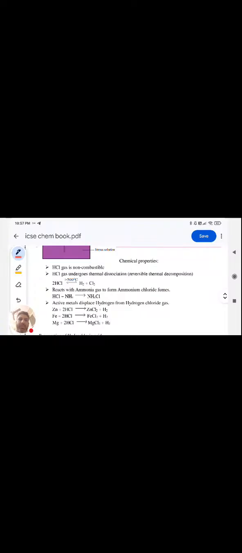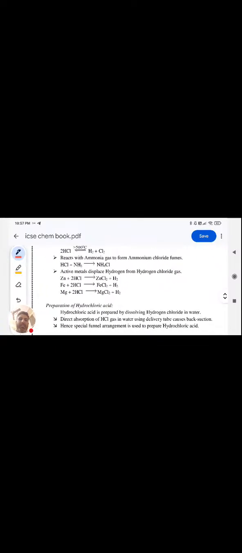Then HCl gas can react with active metals like iron, zinc, magnesium, and since these active metals are more reactive than hydrogen, those metals can replace hydrogen from HCl, so that hydrogen gas will be produced in all these cases. So this is one of the preparations of hydrogen gas.